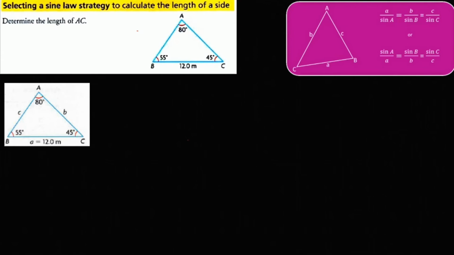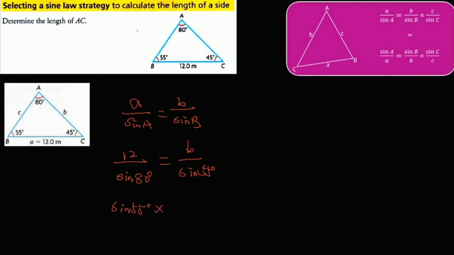So a over sin A equals b over sin B. We substitute the values: 12 over sin 80 degrees equals b over sin 55 degrees. Both sides multiply by sin 55. So it's sin 55 times 12 over sin 80 degrees equals b. Sin 55 equals 0.8192.